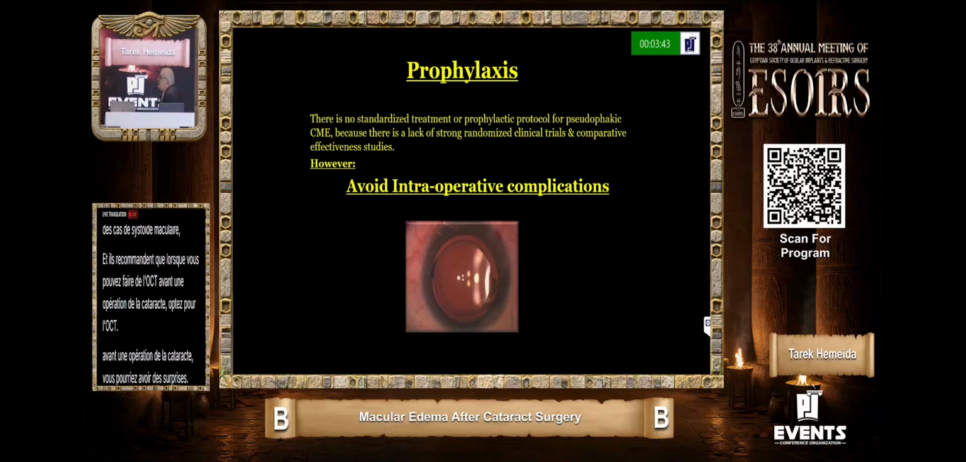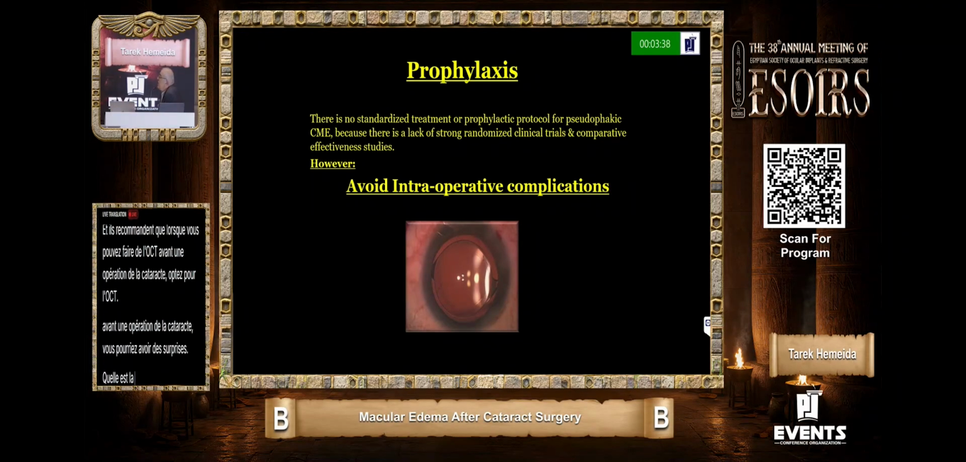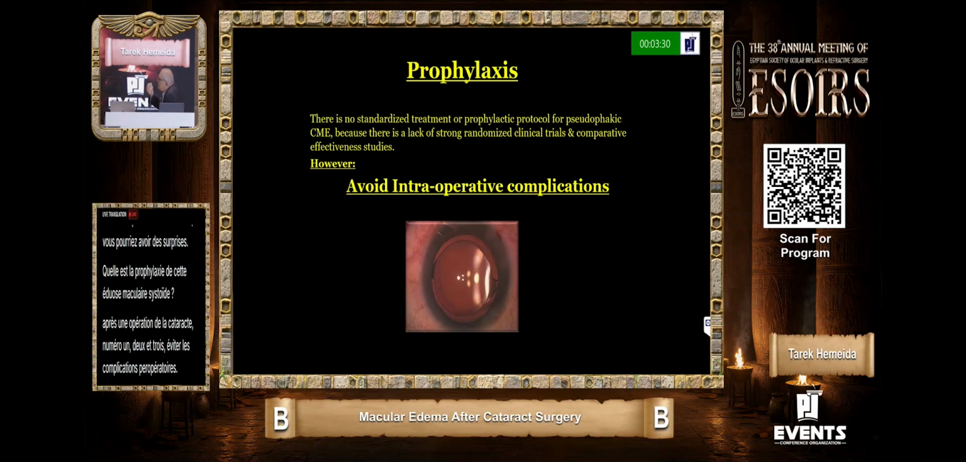What is the prophylaxis of this cystoid macular edema following cataract surgery? Number 1, 2 and 3: avoid intraoperative complications. Go for smooth surgery so you decrease the incidence of cystoid macular edema following cataract surgery.